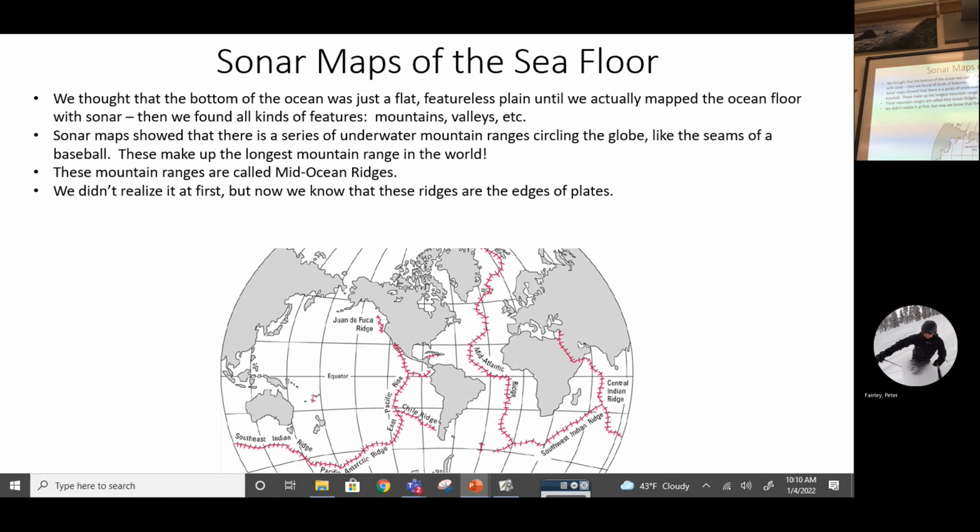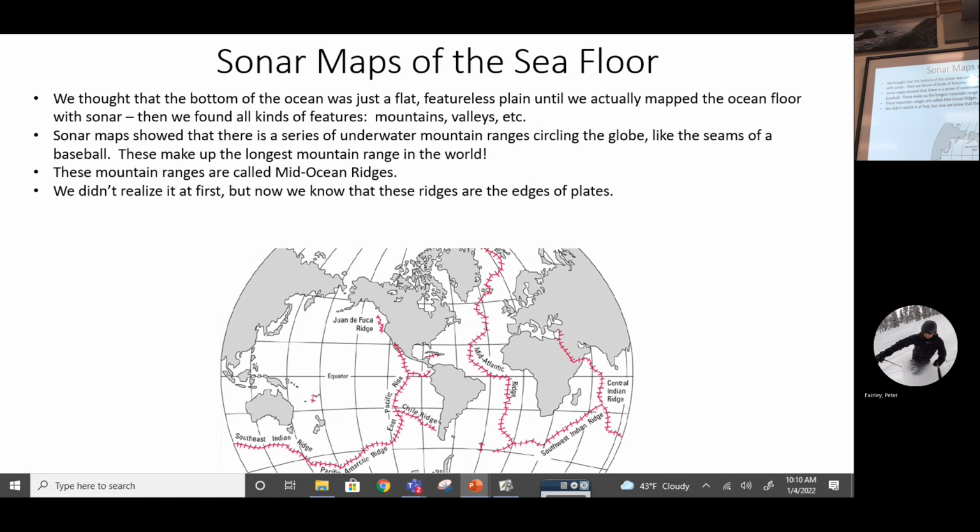Sonar maps showed that there's a series of underwater mountain ranges circling the globe, shown in red in this diagram, kind of like the seams of a baseball. These are actually the longest mountain range in the world, and we call them the mid-ocean ridges.